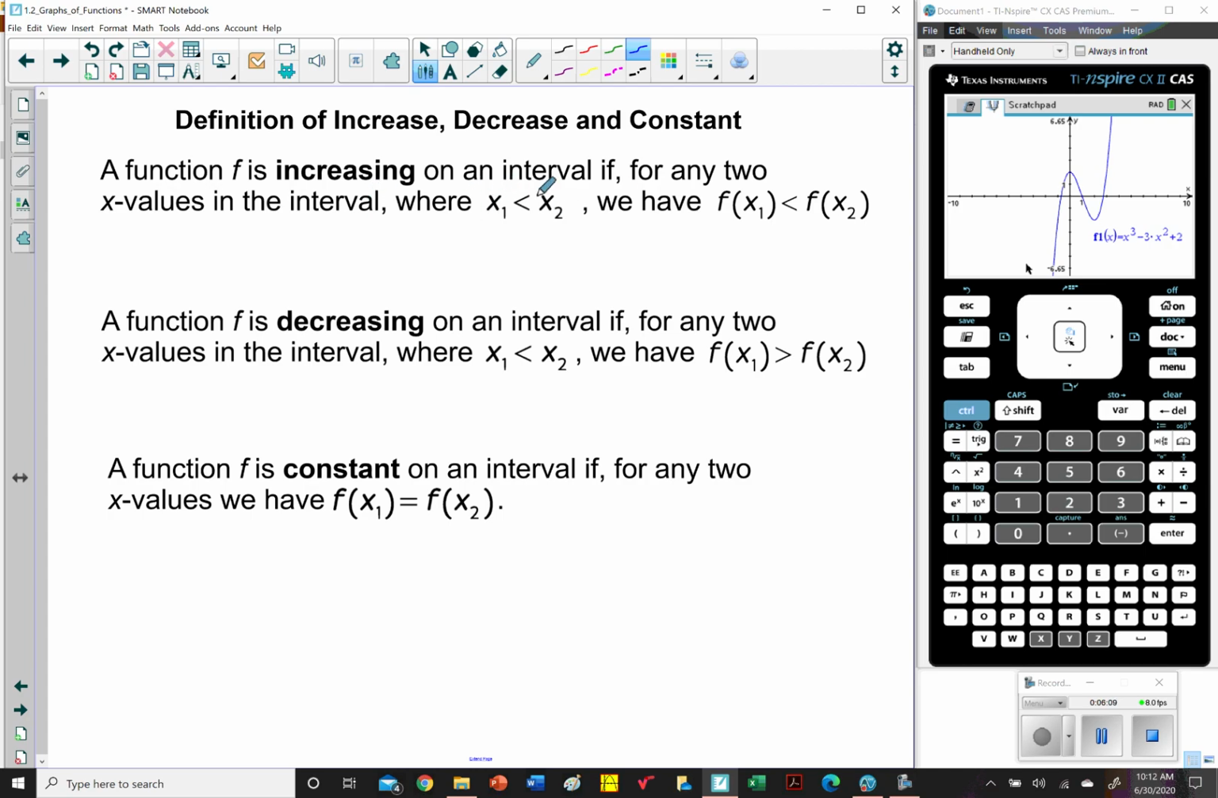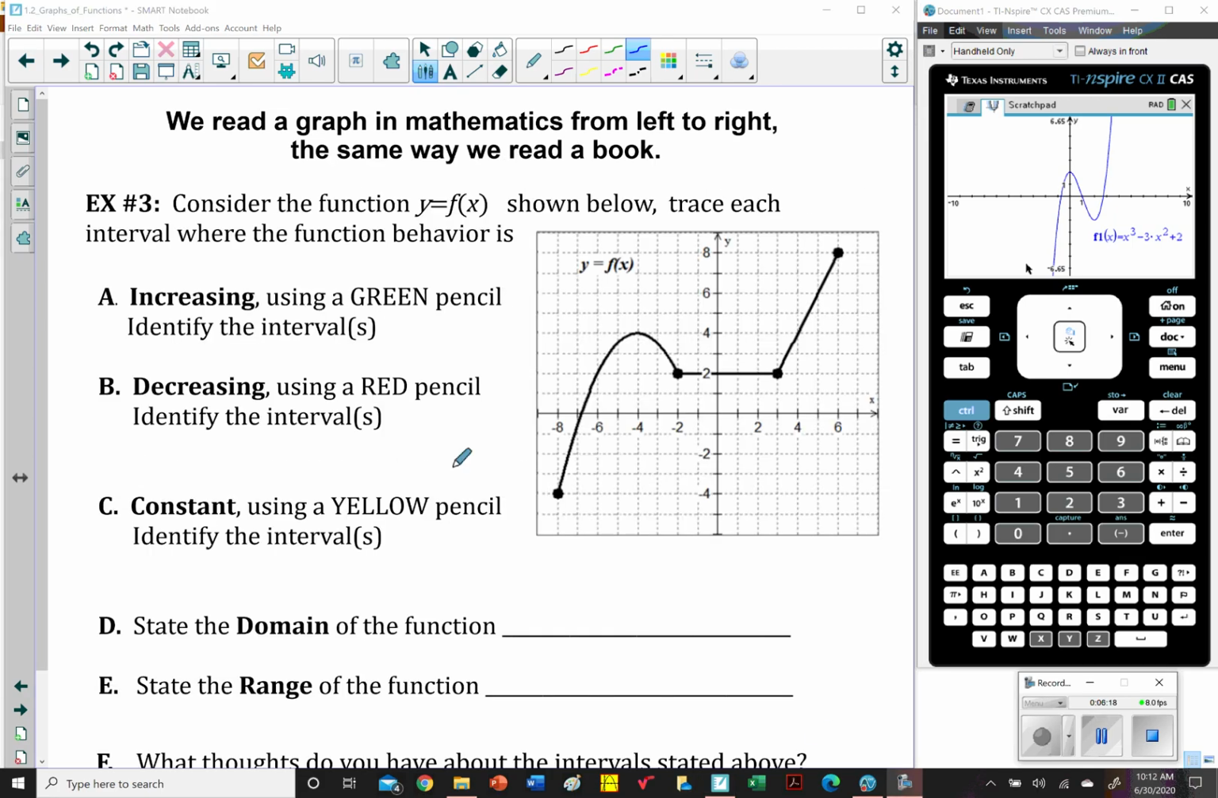If one x is smaller than another x, then the y value is going to be smaller than the other y value. And you can read those for yourself. So here's that statement again. You've got to really think about this. We read a graph in math from left to right the same way we read a book.